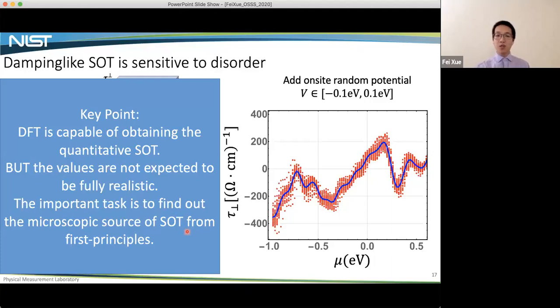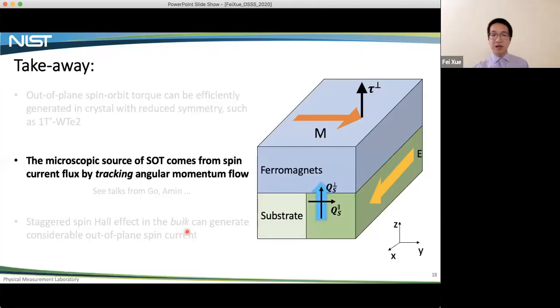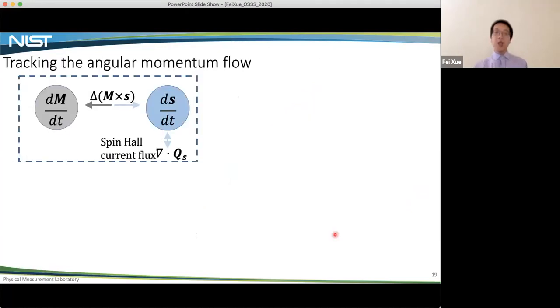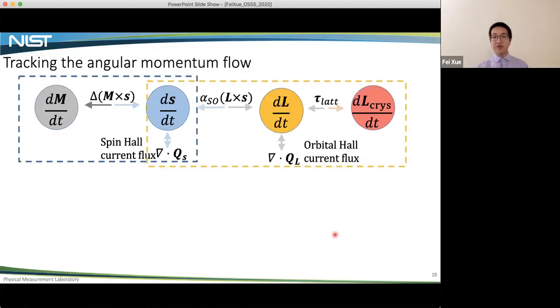And the DFT framework has this wonderful advantage to do that. In the experiments, you may not access all the information about the underlying mechanism because of the limited experimental observations. So this jumps to us the next takeaway. We're trying to find out the microscopic source of spin-orbit torque in this heterostructure. So just remind ourselves again, we have this framework of different angular momentum reservoirs, and the flow can occur in the different reservoirs due to different interactions.